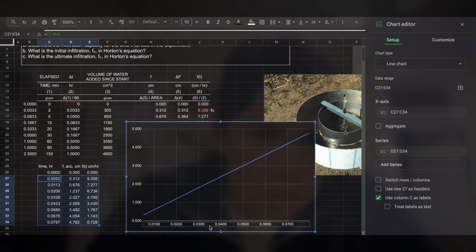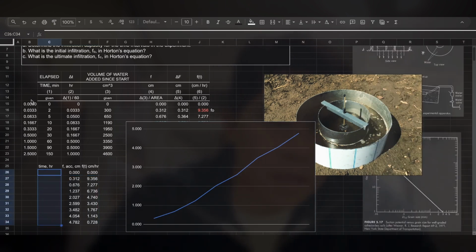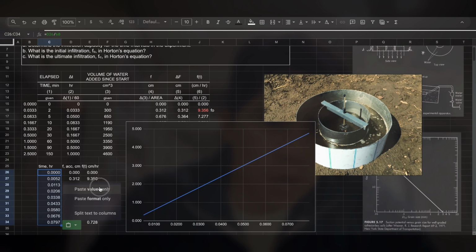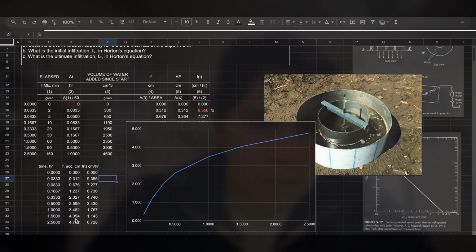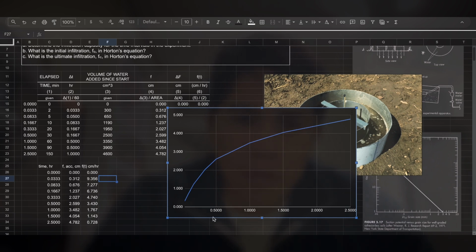Oh, I don't think these values seem correct. Let me see. Oh, I need to copy values only. Okay, now it makes sense. So this is the time, the accumulation, and the rate. Okay, good. So this will be the time versus accumulation. I won't lose time adding the axes. So this will be the time, and this is how much water is being accumulated.